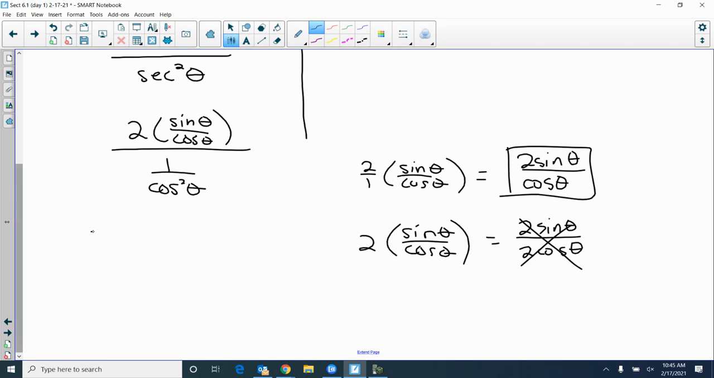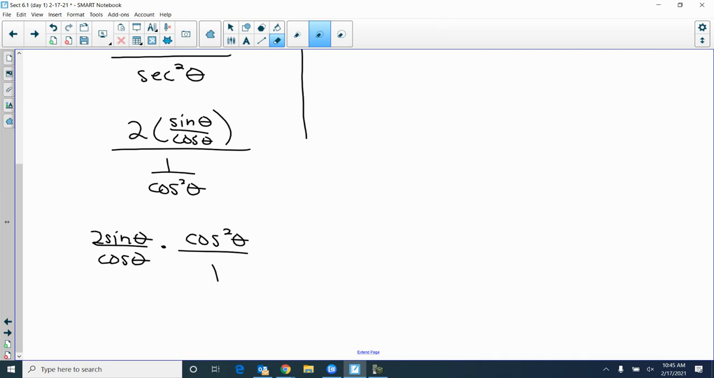So now this becomes 2 sine of theta over cosine of theta times, flip this one, cosine squared theta over 1. I'm going to get rid of all this because that was just extra. Now it's a multiplication. When things are being multiplied, you want to cancel anything that can cancel. And so I would cancel that cosine squared with that cosine. And what are you left with? I'm left with 2 sine of theta times cosine of theta. Is that what we wanted? So we're done.